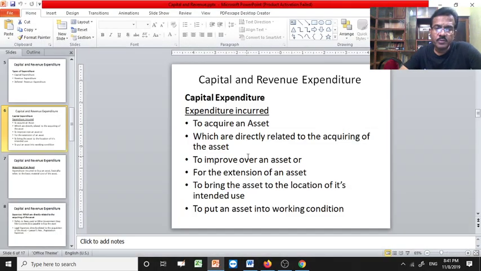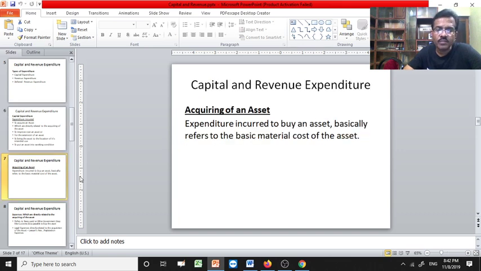So coming back: expenditure incurred to acquire an asset, expenditure directly related to the acquiring of an asset, improvement of an asset or extension of an asset, bringing the asset to the location of its intended use and putting an asset into working condition. So these are the six situations where you incur capital expenditure. Okay, so now let us see them one by one.